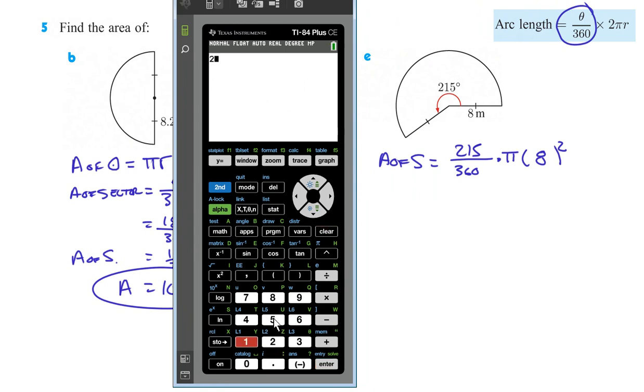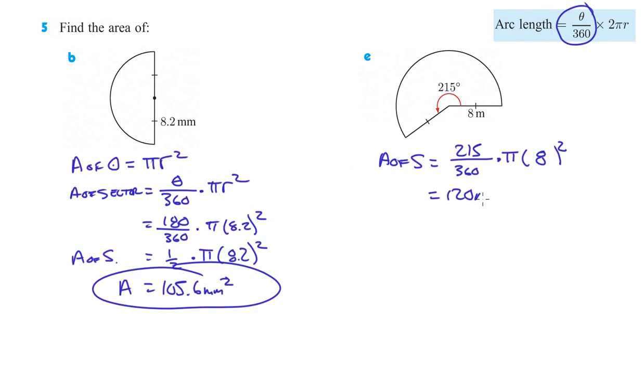So 215 divided by 360 tells us that this is about 60% of a full circle, times pi times 8 squared. Right? And we get 120.1, or just 120, we can go with that. 120 meters squared would be the area for that one.